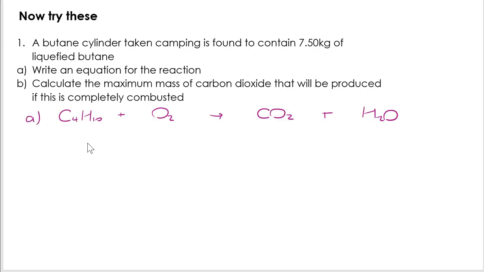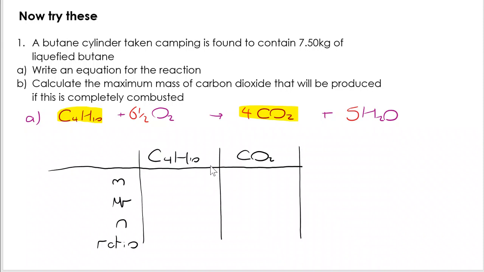So the equation: C4H10, O2, CO2, H2O. Rule of thumb, I balance the carbon, then the hydrogen, then the oxygen. It's 4 CO2, 5 H2O, meaning 6.5 O2. The two things that I'm interested in here are C4H10 and 4 CO2. And when you've got a mass of something and you want to know the mass of something else, there's a calculation you've done called reacting masses. I'm going to do this as a reacting masses question.